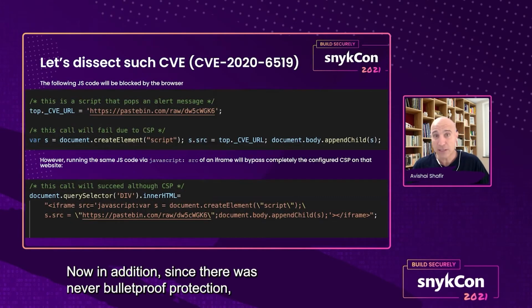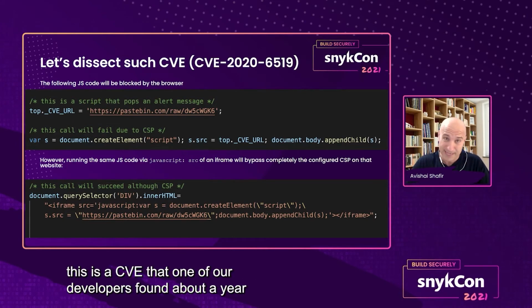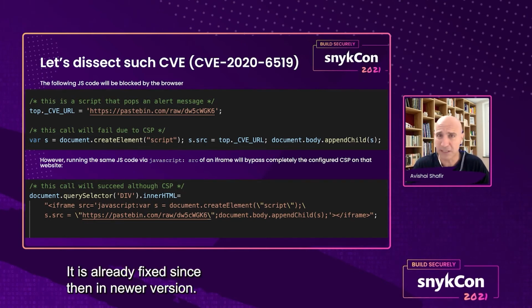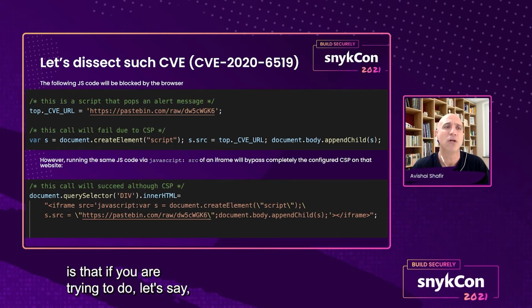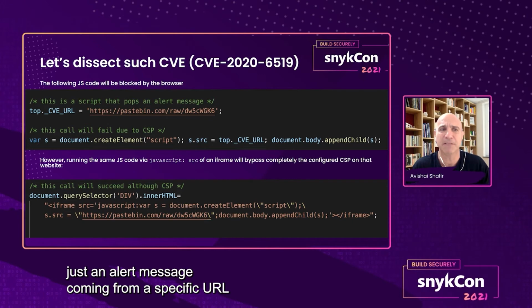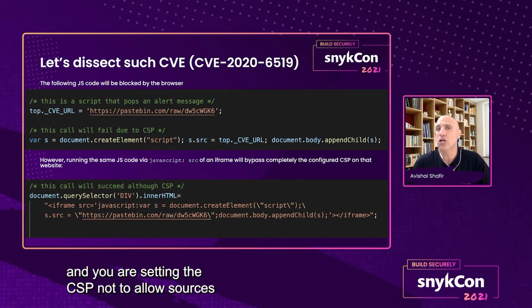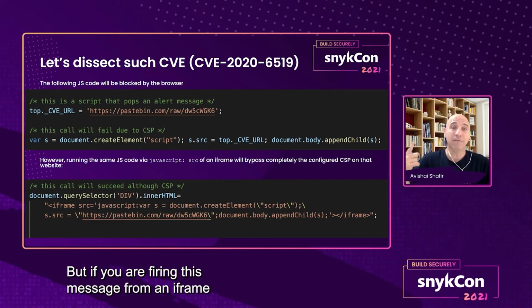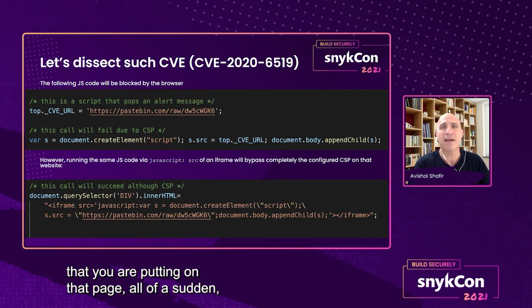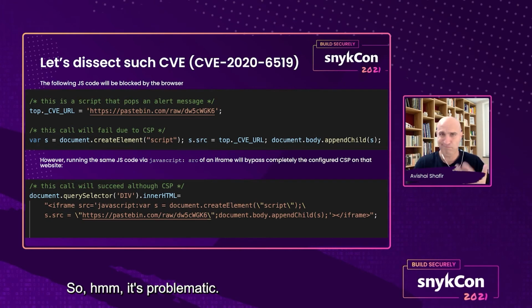In addition, CSP was never bulletproof. This is a CVE that one of our developers found about a year and a half ago. It has already been fixed in a newer version. But one of the examples that we found is that if you're trying to fire, let's say, just an alert message coming from a specific URL, and you set the CSP not to allow sources from this domain, then it will be blocked. But if you fire this message from an iframe that you put on that page, all of a sudden it works. So it's problematic. It's not really bulletproof.